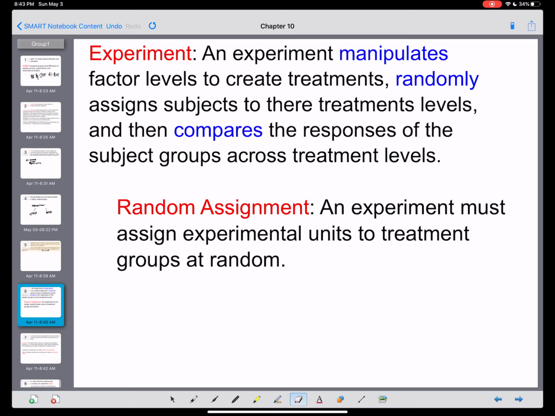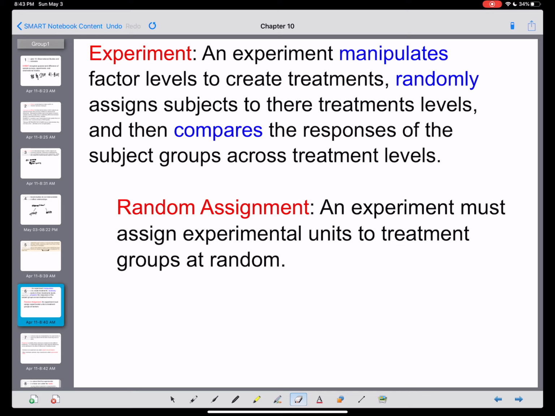The next type of study that we're going to do is what's called an experiment. An experiment is something that you guys should know. You manipulate factor levels to create treatments, randomly assign subjects to treatment levels, then compare the responses of the subjects. We use random assignment. An experiment must assign experimental units to treatment groups at random. So remember, in an observational study, you're not really doing anything. You're just looking. In an experiment, you're actually going out there and doing something to the subject. That's the big difference.